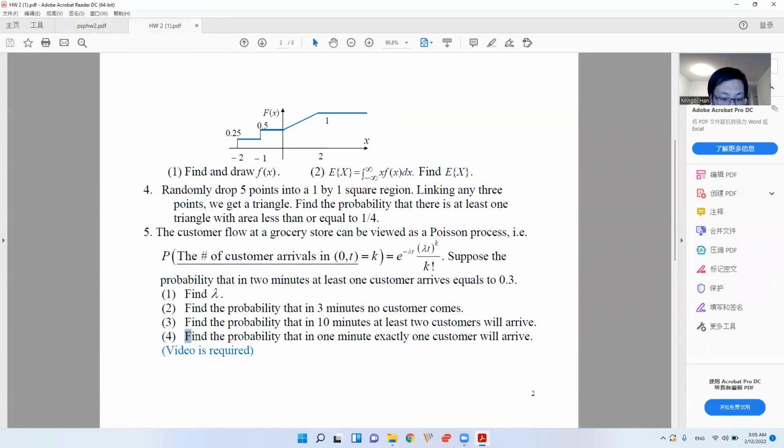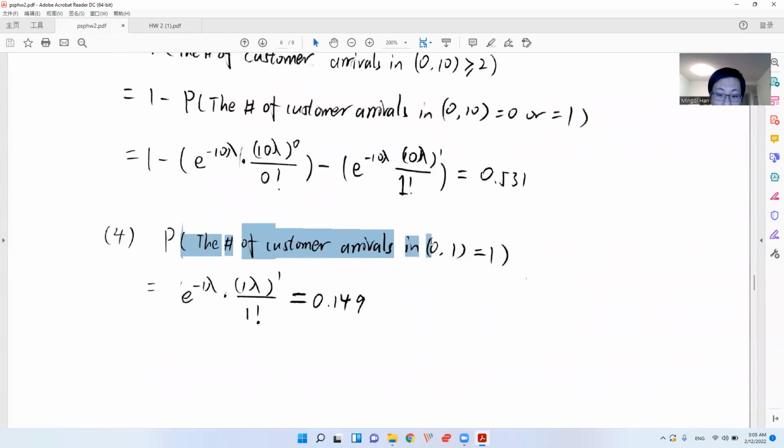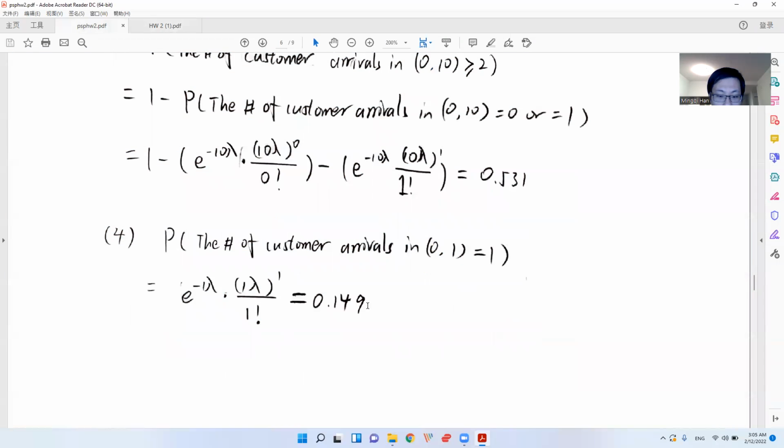For part 4, the probability that in 1 minute exactly one customer will arrive. So this time range is 1 minute, 0 to 1, t equal to 1, and exactly one customer, k, would also be equal to 1. Plug in all the values, and the probability of a customer arriving in the 1 minute window being equal to 1 would be this value. Plug in lambda, plug in everything from here, and I get a final value of 0.149.